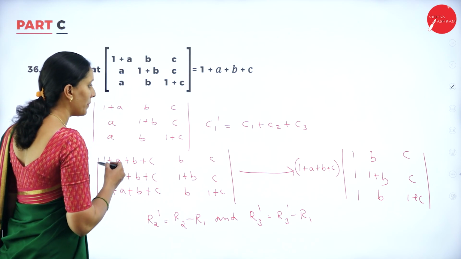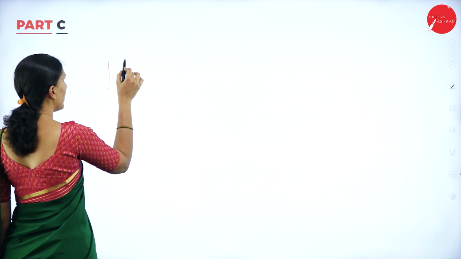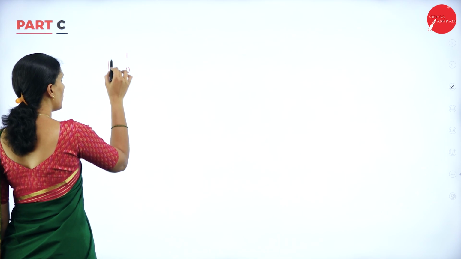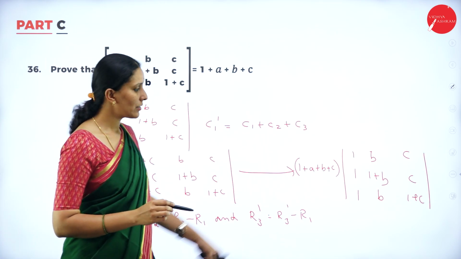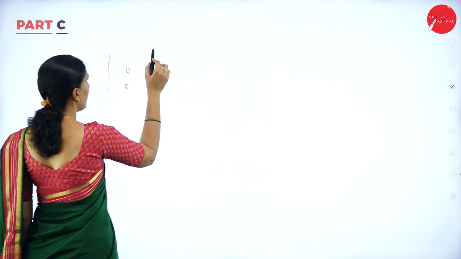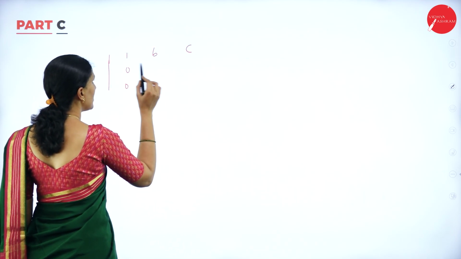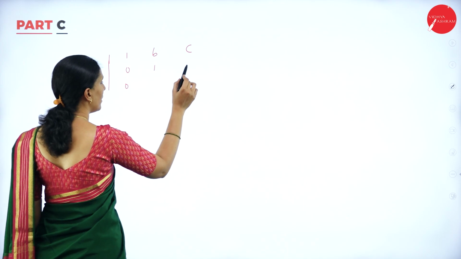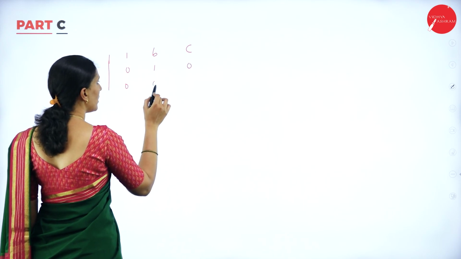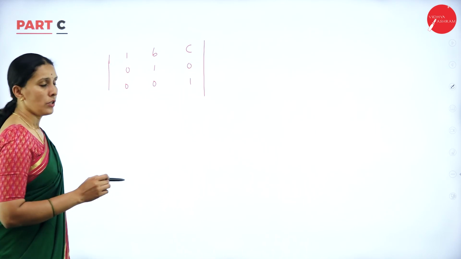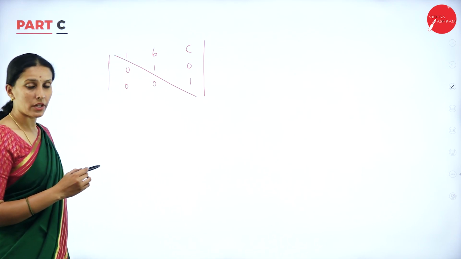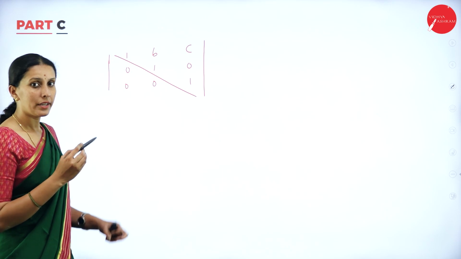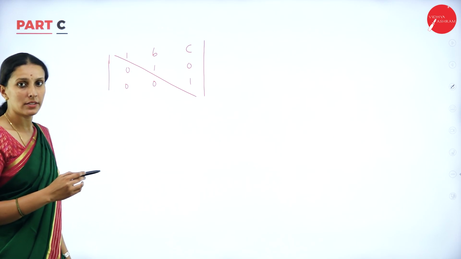So on performing this operation I will get the new determinant in the form of 1, 0, 0 here. Next we have taken R2 as R2 minus R1. So we will get the first column as same. So the second column will be 1 and here it will be 0, here it is 0 and here it is 1. So we know that below the principal diagonal all the elements are 0. So the value of the determinant is equal to the product of the principal diagonal.